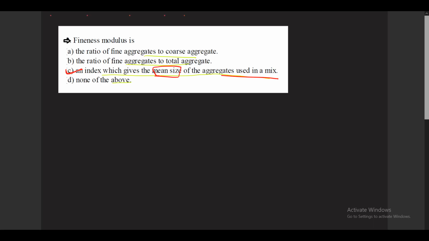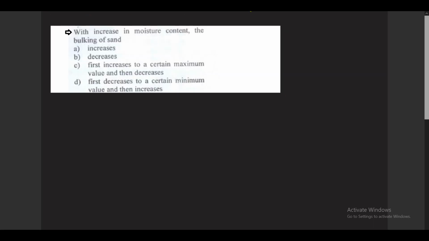Now the next question here is, with increase in moisture content, the bulking of sand. So they are asking with increase in the moisture content. Suppose this is the dry sand, purely dry sand, and I go on increasing the moisture content, from 10%, then 20%, then 30%, and then 40%. What will happen with the bulking of the sand? Whether it will increase or decrease.